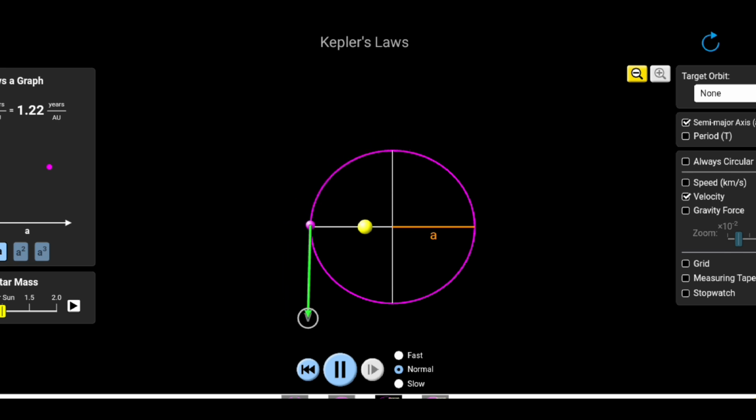Kepler's contributions remind us of the incredible power of observation, mathematics, and human curiosity in unraveling the mysteries of the cosmos.